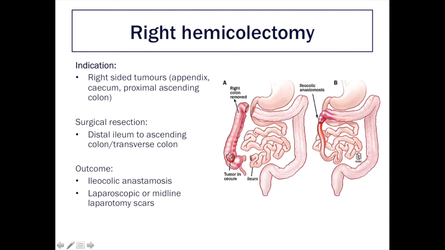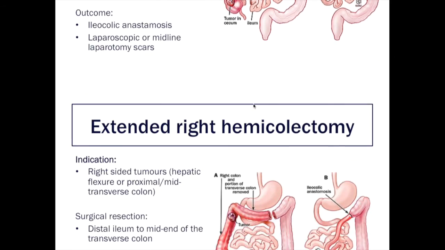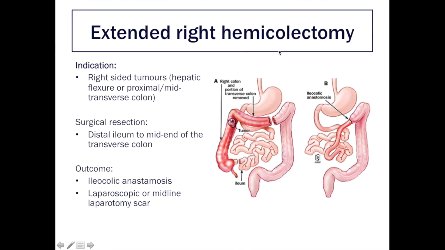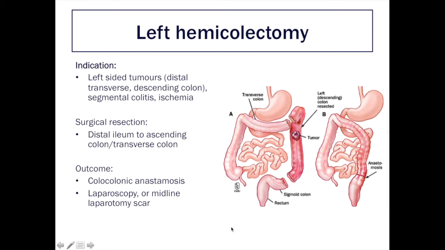It's important to have a bit of a margin each way. So if the lesion is higher up, you'd want to do an extended right hemicolectomy and take out part of the transverse colon as well. A left hemicolectomy is removal of the left part of the colon. It's for lesions on the distal transverse colon, down the descending colon and up to the sigmoid.